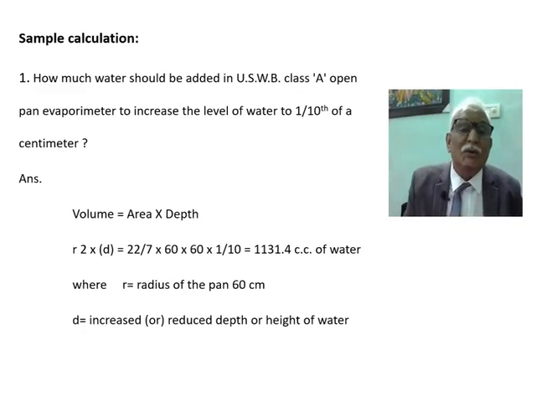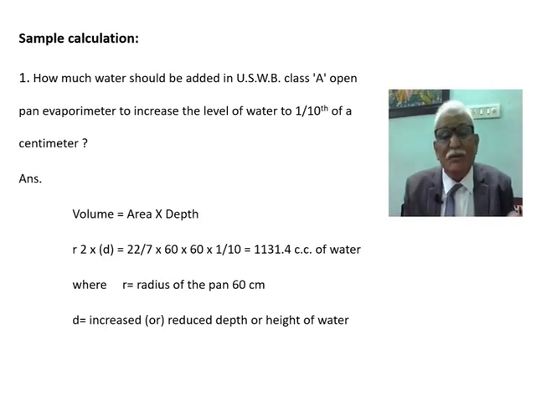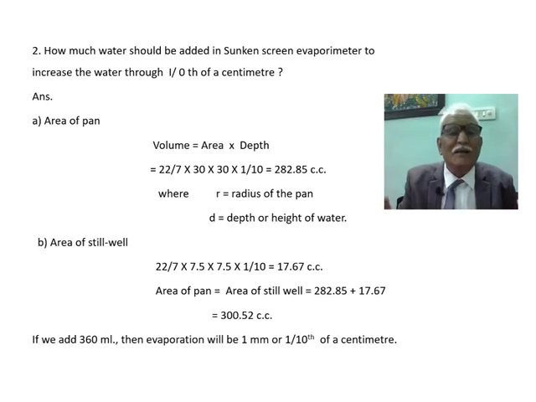Now, I have given some simple calculations there. How much water should be added in the USWB open pan evaporimeter to increase the level of water by 1/10? Volume is equal to area into depth. Simple: 22 by 7 into 60 into 60 into 1 by 10, so this much cc of water, where r is the radius of the pan and d is the reduced depth, the height of water. Now, how much water should be added to the sunken pan evaporimeter? Same calculation: volume is equal to area into depth. A very simple calculation of mathematics.